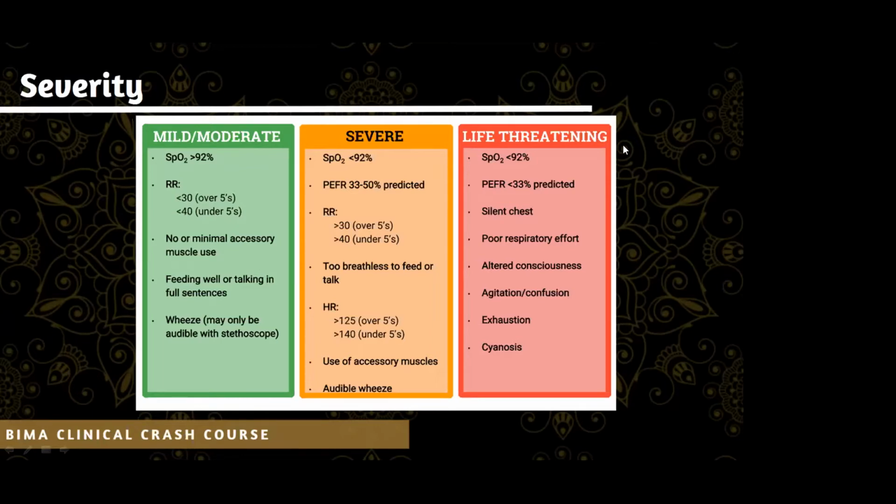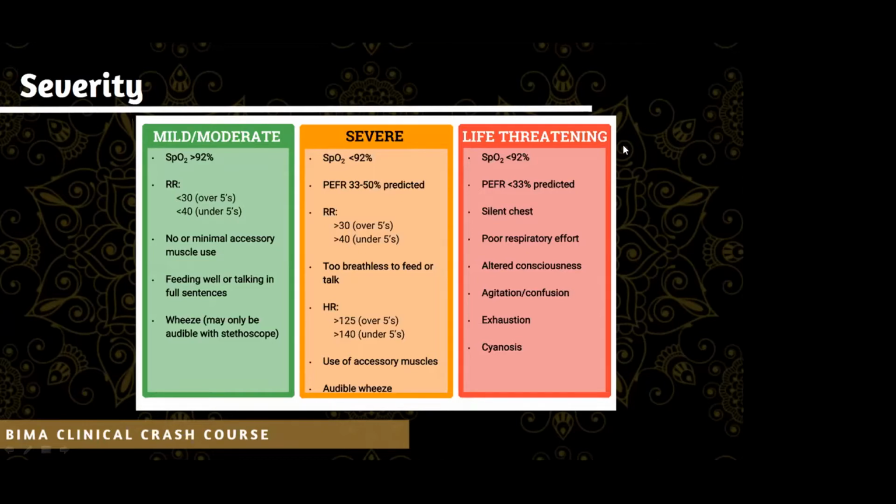In terms of asthma that's not life-threatening, severe asthma, again, your O2 sats are below 92%. Your peak flow is between 33 to 50% of the predicted value. If you're less than 5, you'd have a respiratory rate of over 40, whereas if you're over 5, it would be over 30. The reason is younger children have a higher respiratory rate normally anyway. People may be too breathless to talk or feed. A heart rate of over 125 if you're over 5 and over 140 if you're under 5. Again, the heart rate is often higher if you're a bit younger.